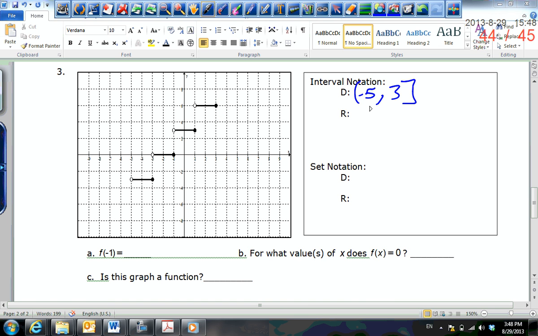For the range for that, can't do it. Why can't I do it? Well, I'm missing like this whole section every single time. Or aren't you missing the same section? It's closed and open. Right, well, it's only like one value, one value, one value, one value.